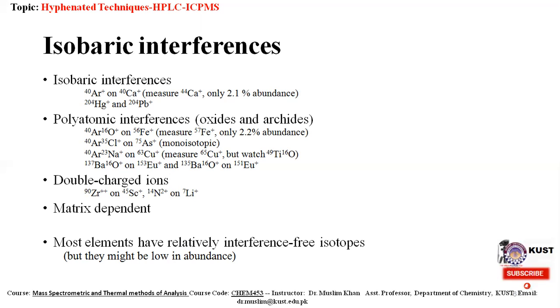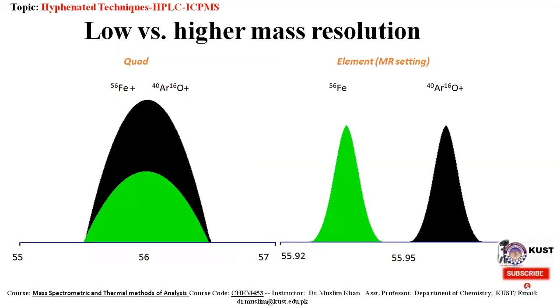Most elements have relatively interference-free isotopes, but they might be low in abundance. That's why it is sometimes difficult to measure them. So, for example, this is an example of a low resolution and high resolution mass spectrometer. For example, iron has atomic mass 56, and argon oxide is also 56, 40 plus 16. Then look, up to here this signal is due to the iron, and this is the whole signal. Some of the signal is due to the iron, some is argon oxide.